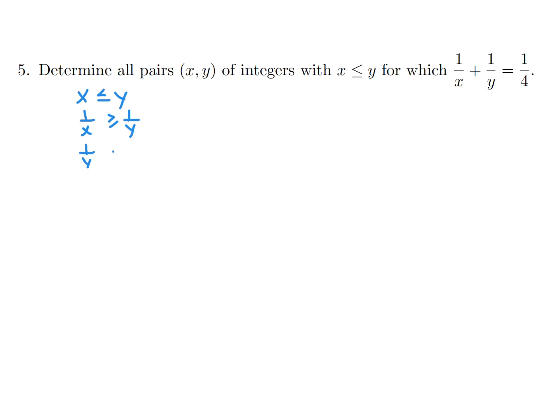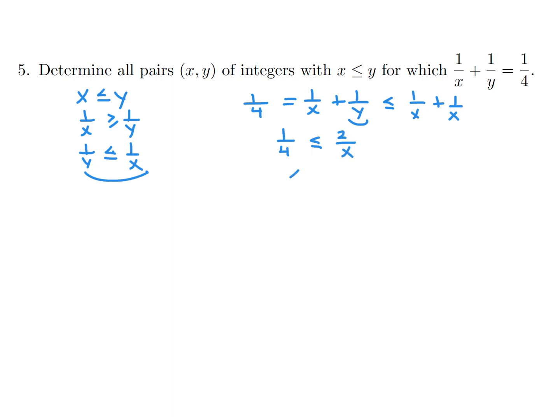All right, so then where do we go from here? We have to get some sort of boundaries. So let's see here. If 1 over 4 is equal to 1 over x plus 1 over y, then that will be less than or equal to 1 over x plus 1 over x. And therefore 1 over 4 is less than or equal to 2 over x, and therefore x is less than or equal to 8, I believe. Yeah. So that's one boundary.